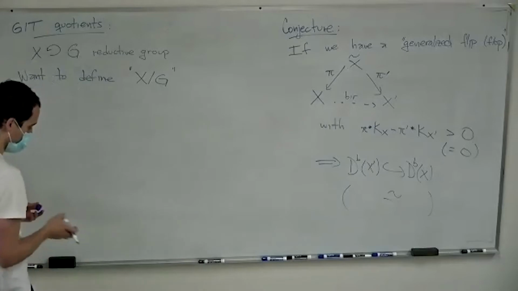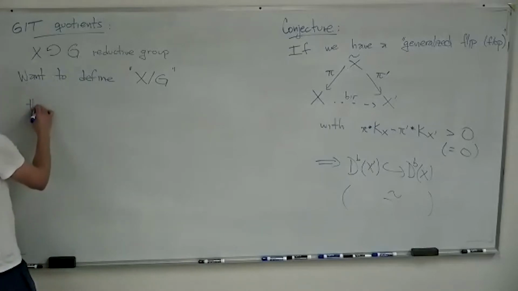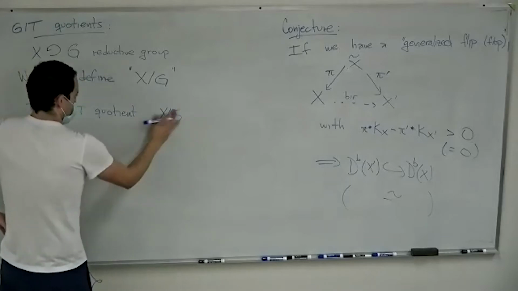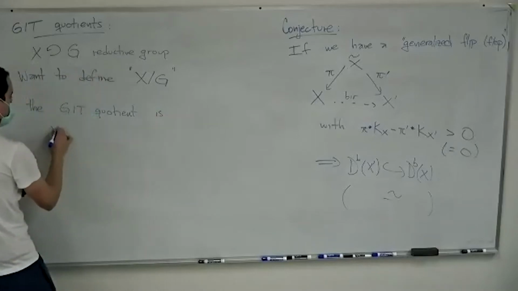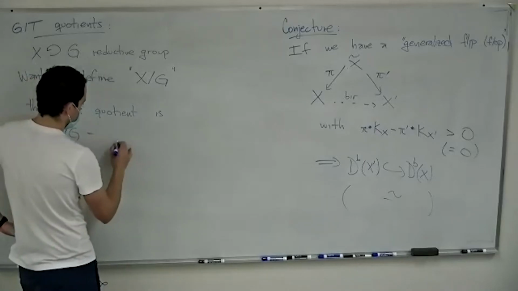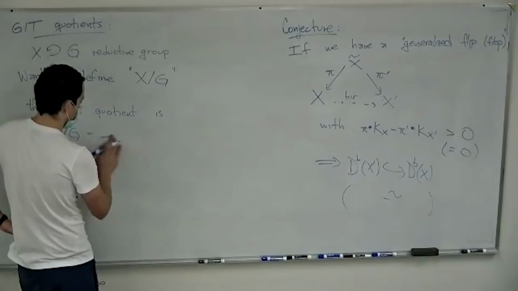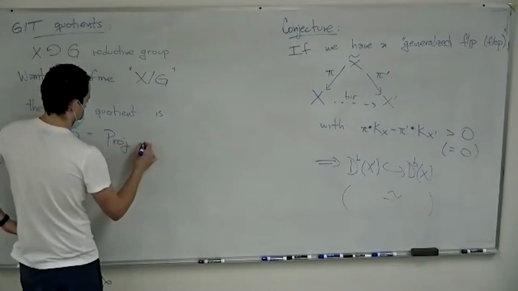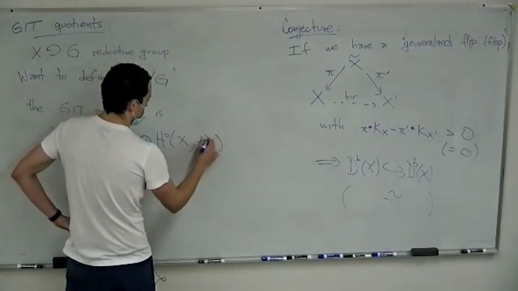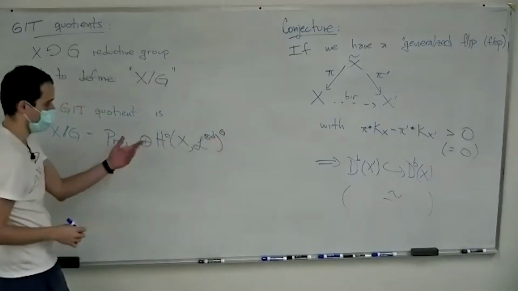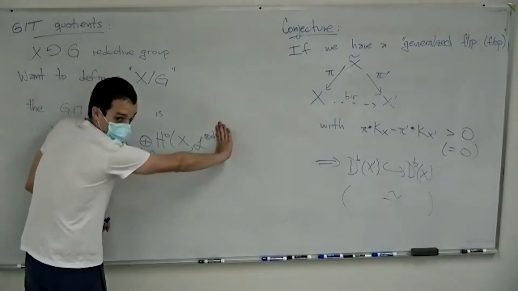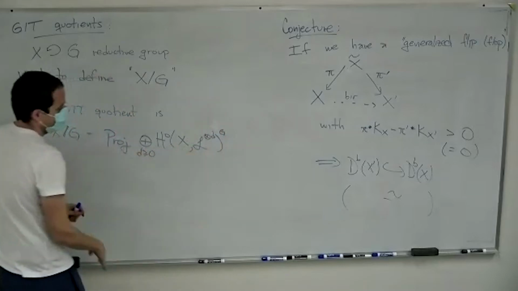So that's the idea. And the formal way to state that is that the GIT quotient, and I'm going to write it like this, is as follows. The coordinate ring will be a sum of the global sections of powers of an ample line bundle, and then you have to consider only the invariants. If you don't take the invariants, this would give you exactly X. And if you take the invariants, that gives you the quotient.